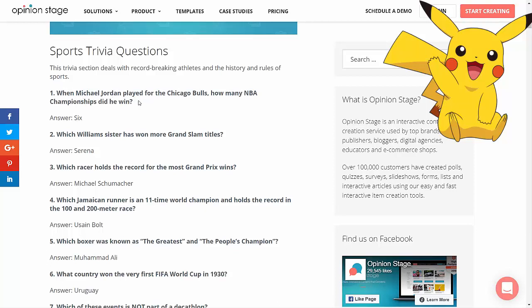When Michael Jordan played for the Chicago Bulls, how many NBA championships did he win? 6. So it might seem kind of obvious that you might use Michael Jordan as an image, right? But here's the thing. There's probably like a million questions about Michael Jordan. And so if your only image was Michael Jordan and you have 30 questions with Michael Jordan, then you have a problem because you have one trigger but 30 different questions that use the exact same trigger. And so you won't be able to find the answer that you need.